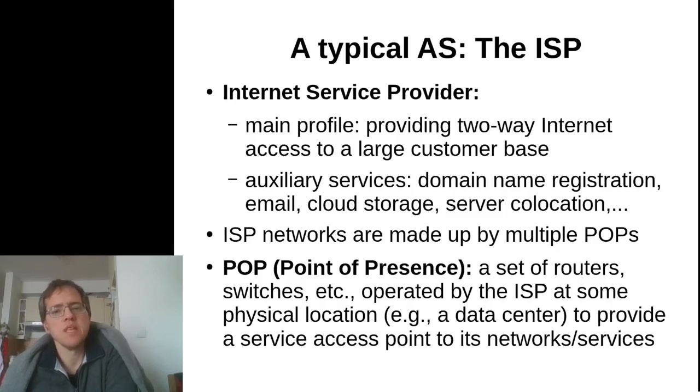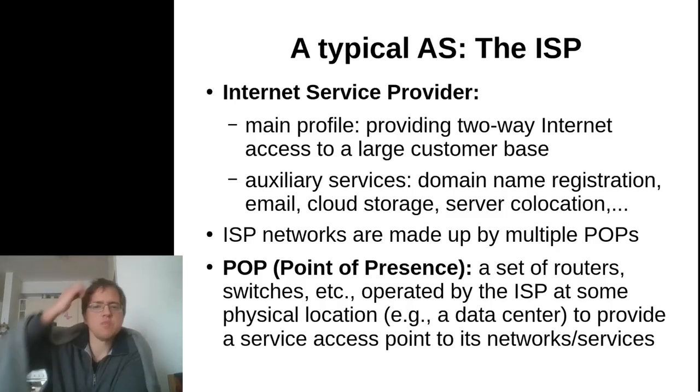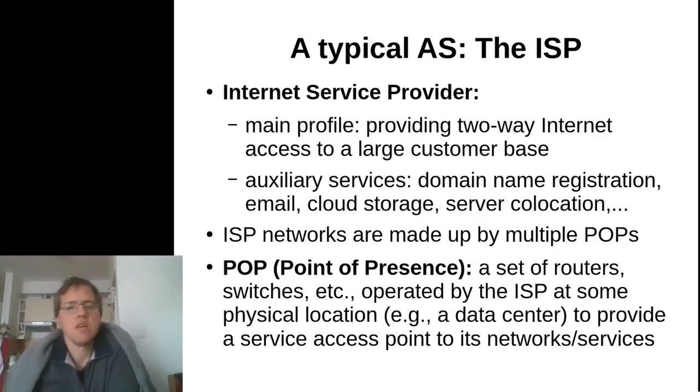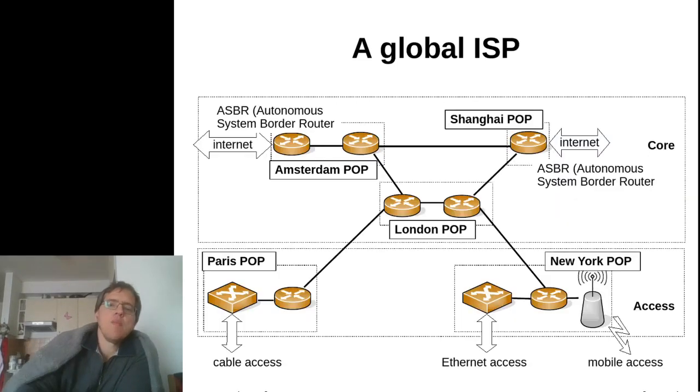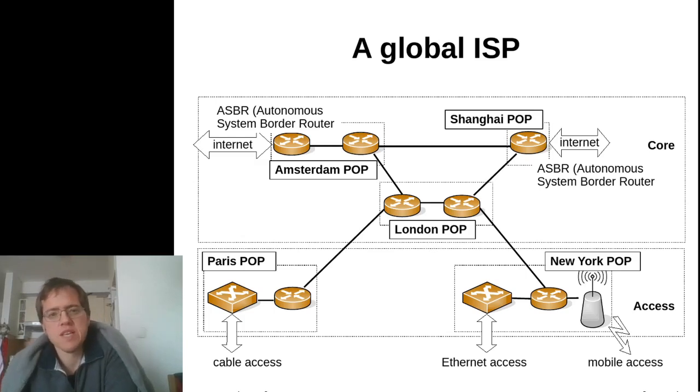The typical ISP network, the ISP autonomous system, is made up of multiple POPs. Now, what we mean by a POP: POP is an abbreviation of point of presence. This is basically a set of routers, switches, so basically network equipment that is operated by an ISP, owned and operated by an ISP at a single physical location, like for instance in a data center. This is the network infrastructure that the ISP uses to provide service access to the rest of its network services. Let's try to make more sense of this somewhat vague definition.